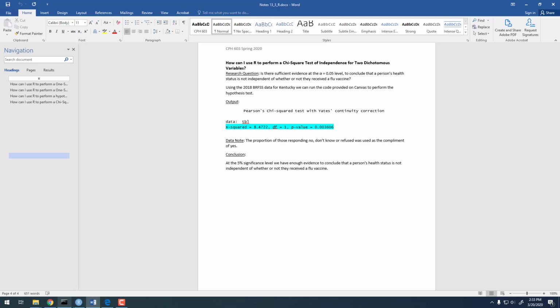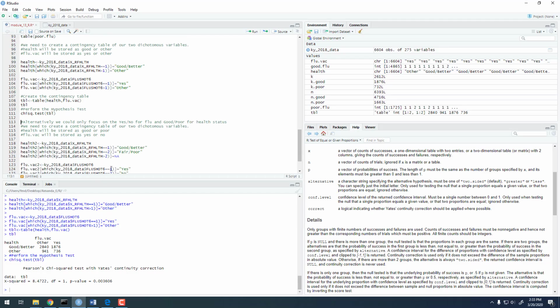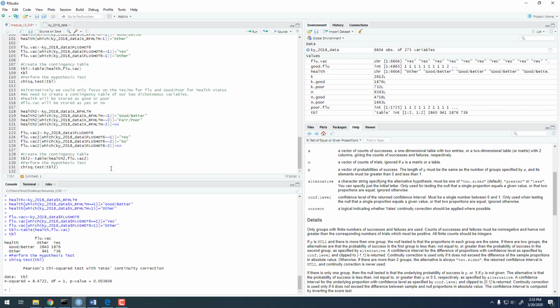Now going back to our code here, another option that I could have had, instead of doing yes and other or good and other, is to just focus on the yeses and the nos for flu and the good and the poor for health status. So again, to do this, I would need to create my contingency table. This time I did something very similar to what I did before.